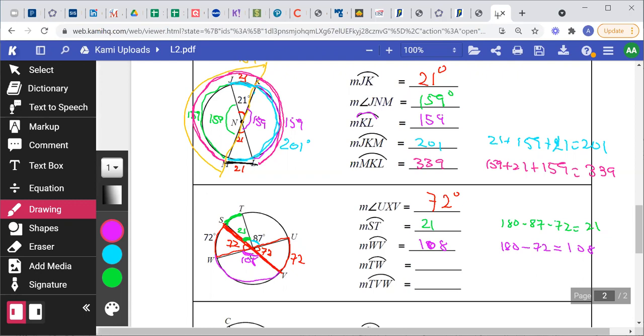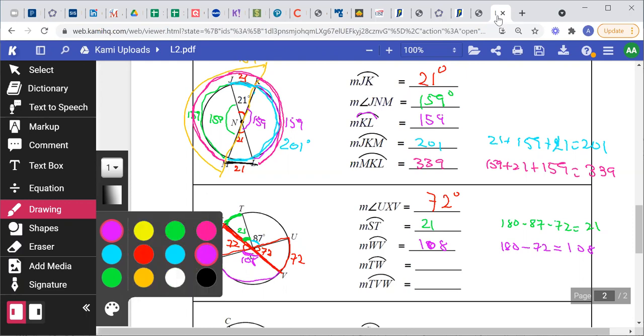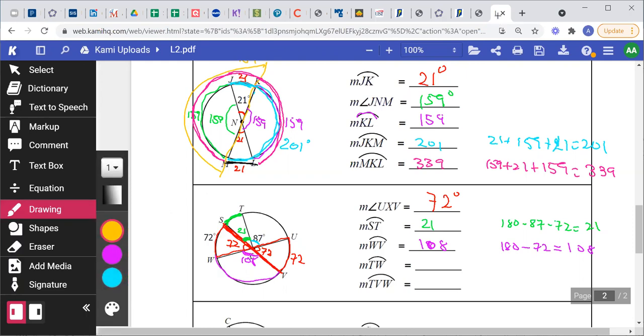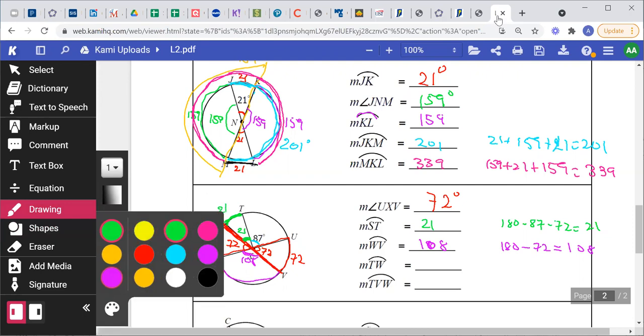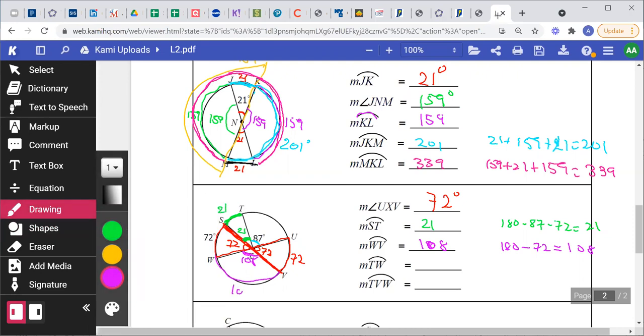Then arc TW. Which color can I use? Okay, T, you're going to move, this one was 21 at the beginning here. This angle is 21, so this arc is 21. This angle is 108, so this arc is 108. So you need to take attention of such. And this one, since the angle is 87, the arc is 87.